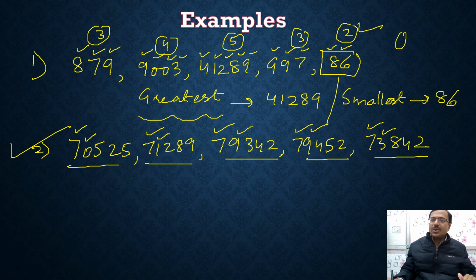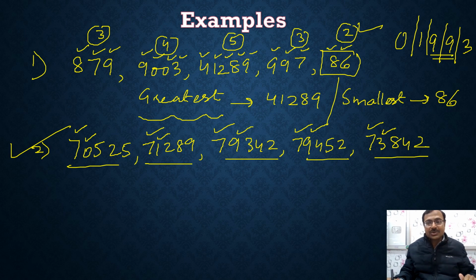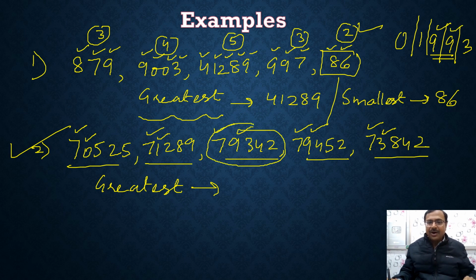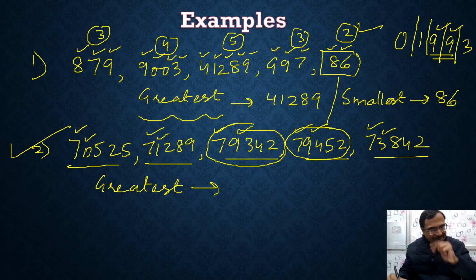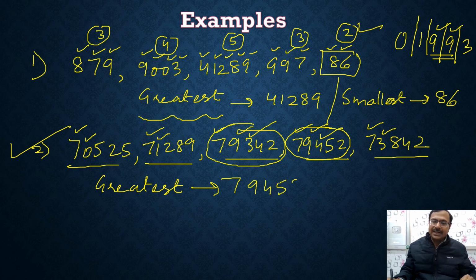So between 0, 1, 9, 9 and 3, I have two numbers which are greatest, right? Rather, the greatest one will be one among those which has 9 as the second digit. That means either this or this, but I can't distinguish them on the basis of the second digit. So I have to proceed with the third digit. And which one is the third digit? 3 here, 4 here, and 4 is the greater. Therefore 79452 is to be the greater number.